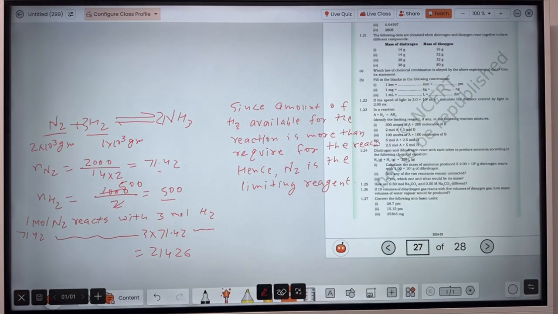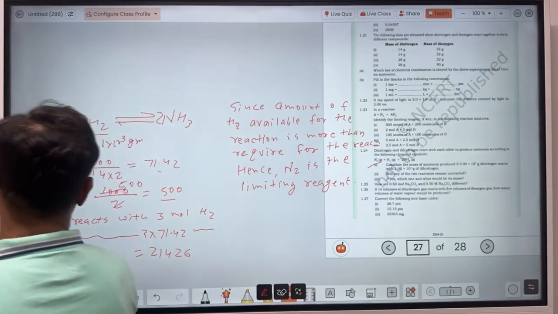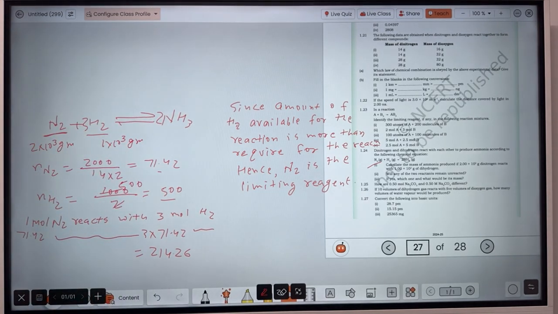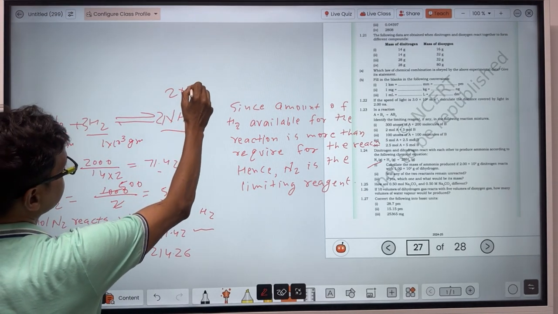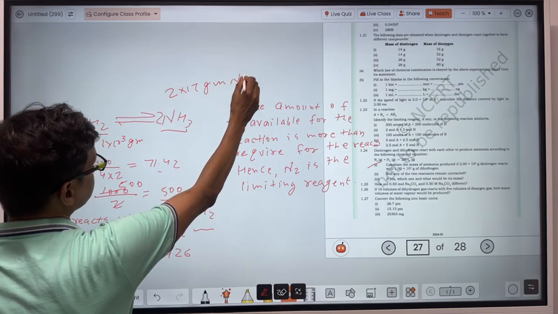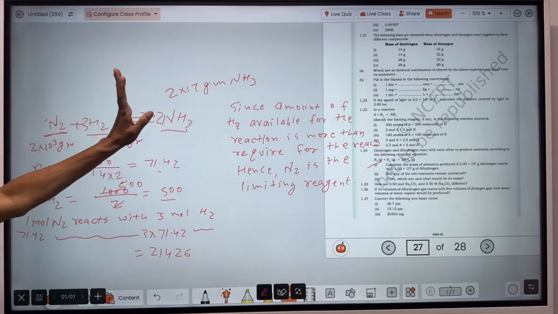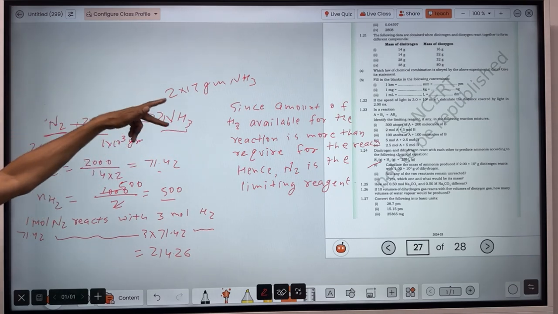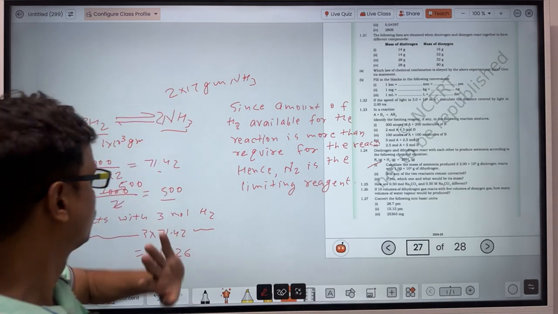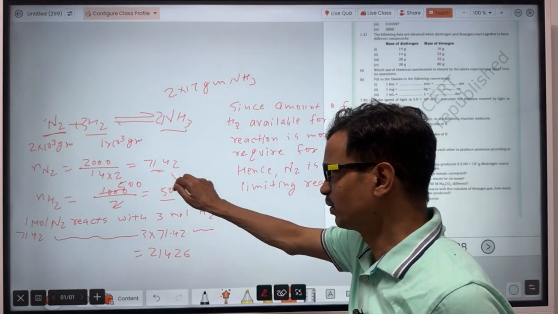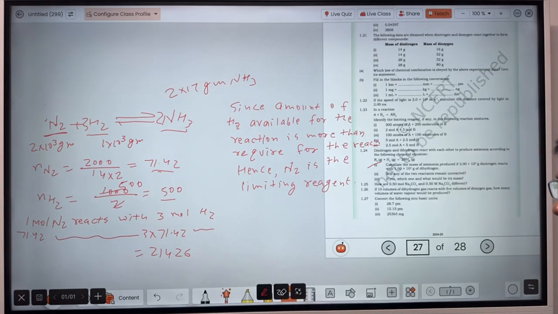So what is the question asking? How much ammonia will be produced? That is the mass of ammonia produced. So now let's see here. 1 mole of nitrogen produces how much? Here 2 into 17 gram ammonia. I have calculated its number of moles, so I shall take its number of moles and its mass directly. Or you may also take its number of moles. 1 mole of nitrogen gives 2 moles of ammonia. So 71.42 moles of nitrogen will give 71.42 into 2.